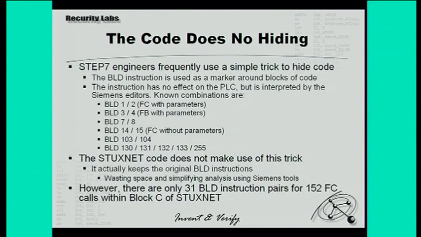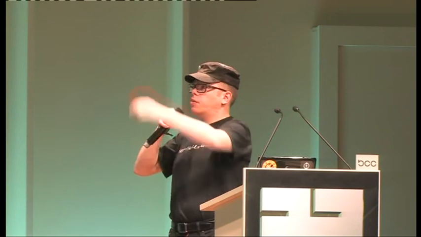Remember when I showed you that a call to a function block produces this shitload of code? When you read code back out of the PLC into your programming environment, the compiler wouldn't be able to recognize this. So they have an instruction for their own disassembler to recognize that here's the block between a BLD1 and a BLD2 instruction. This was a call to an FC with parameters. And then they turn all the code back into this simple format.